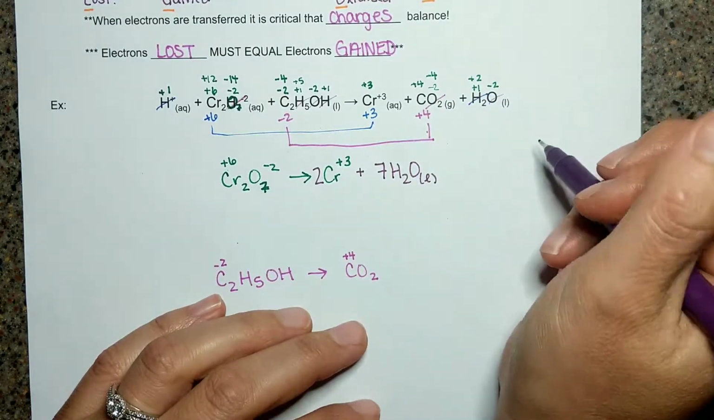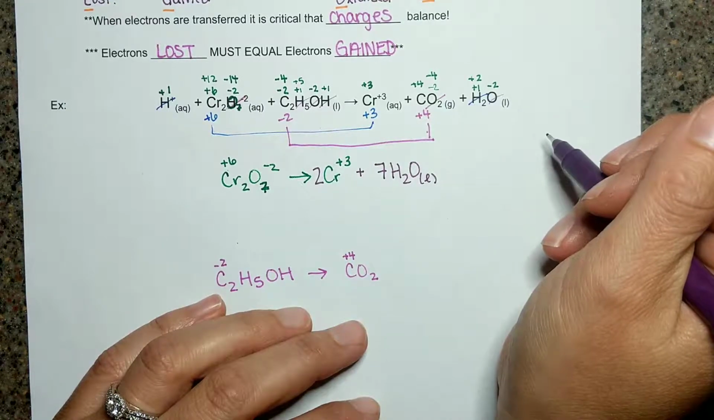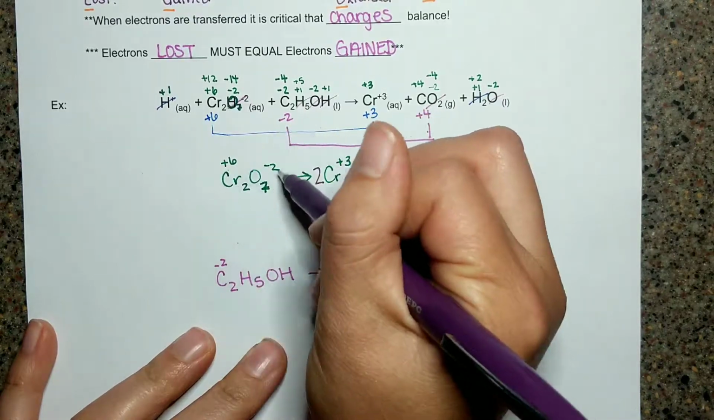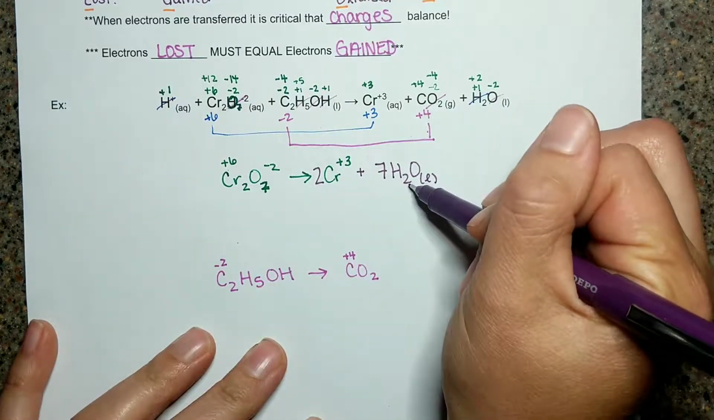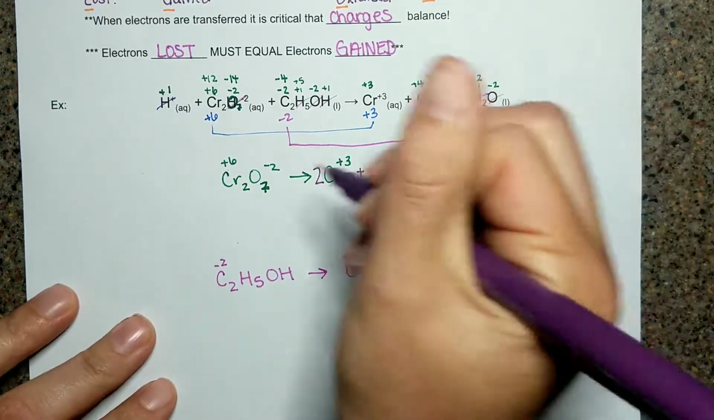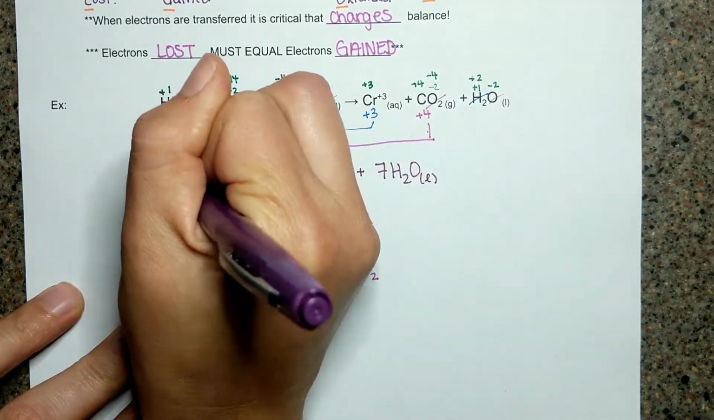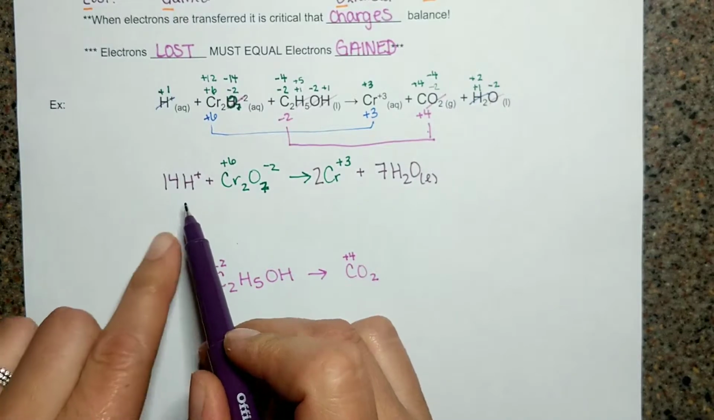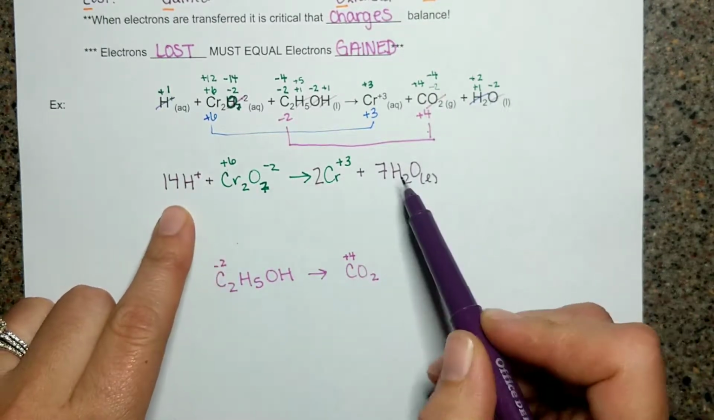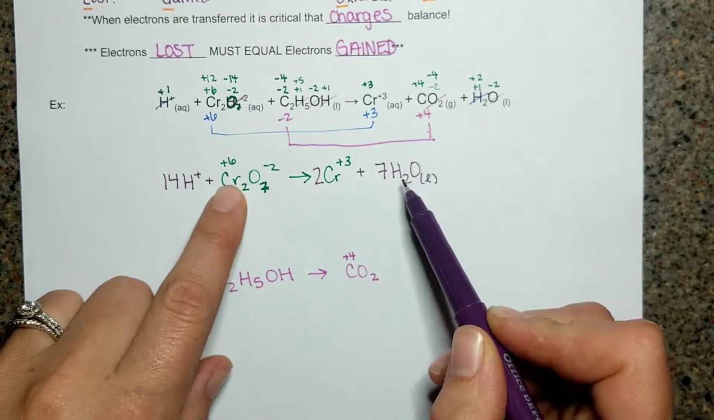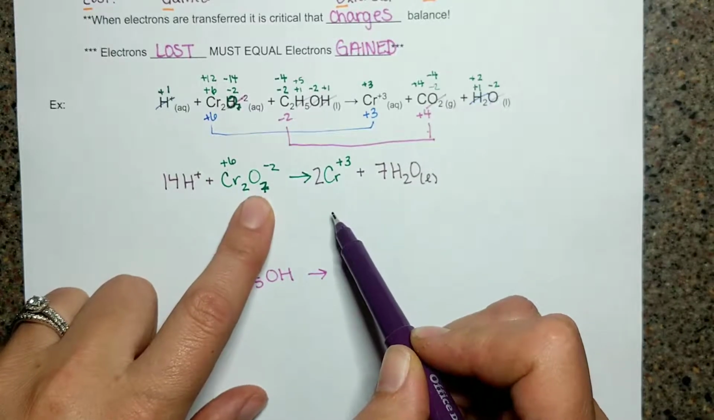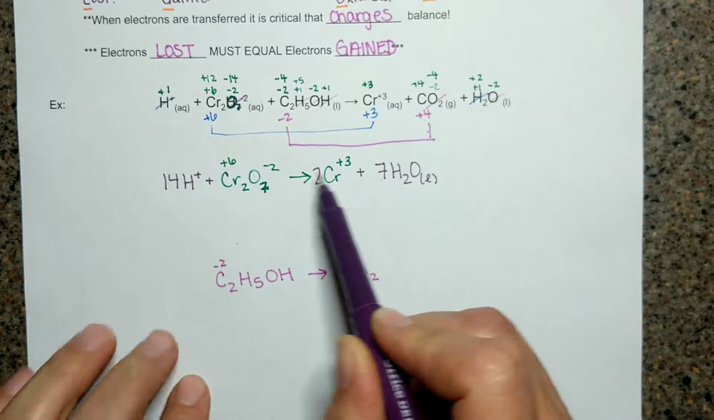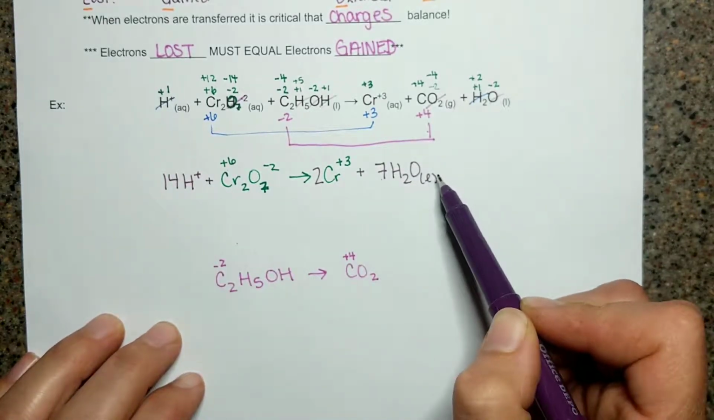Then I'm going to balance the hydrogen by adding H+ units to the side needing hydrogen. On this side I have no hydrogens, and on this side I have 7 by 2, which is 14 hydrogens. So I'm going to add 14 hydrogen ions to my left side. Right now I have 14 hydrogens here, 14 here, 2 chromium, 7 oxygen, 7 oxygen. Okay, so my reaction's balanced except for my charge.